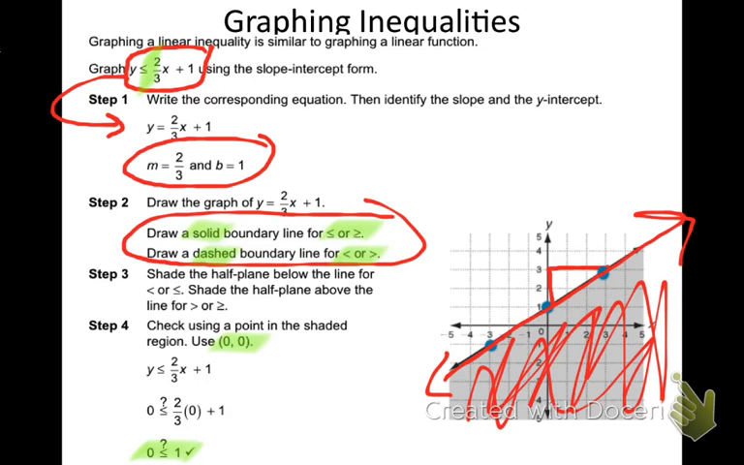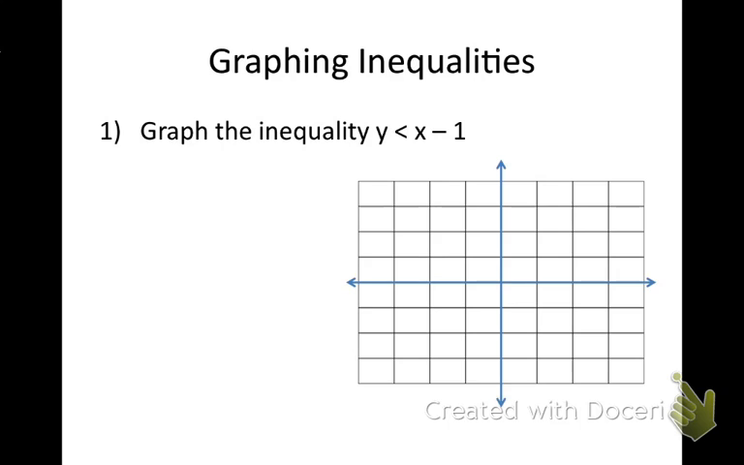Okay, so let's look at a problem here now. So number 1, I want to graph the inequality y is less than x minus 1. So I'm given this inequality here, y is less than x minus 1. Anytime I graph, again, slope-intercept form is by far the easiest form to graph. Okay, and I'm going to treat this just as if it were really y equals x minus 1.